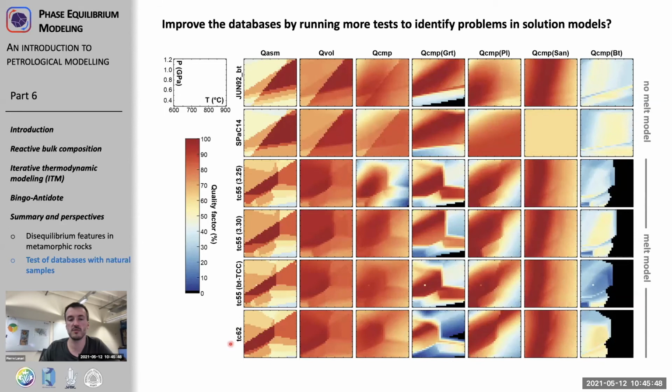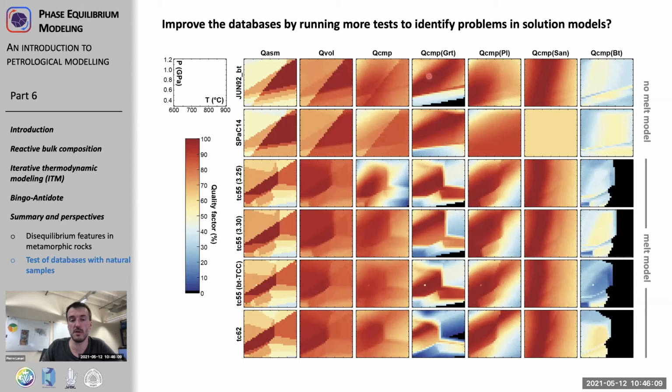You can evaluate from this map the differences between the solution models. And if we simply look at a few phases, for example garnet, you remember that the red area is the region where the observed garnet composition is properly modeled within uncertainty. And you see that they are very comparable.